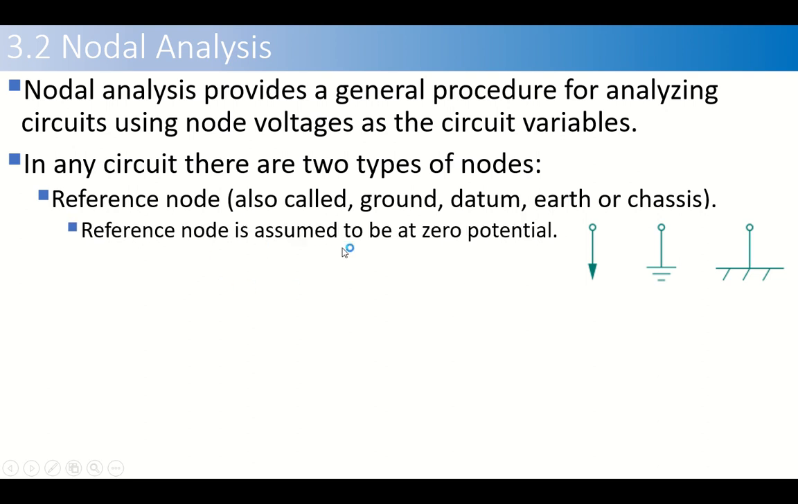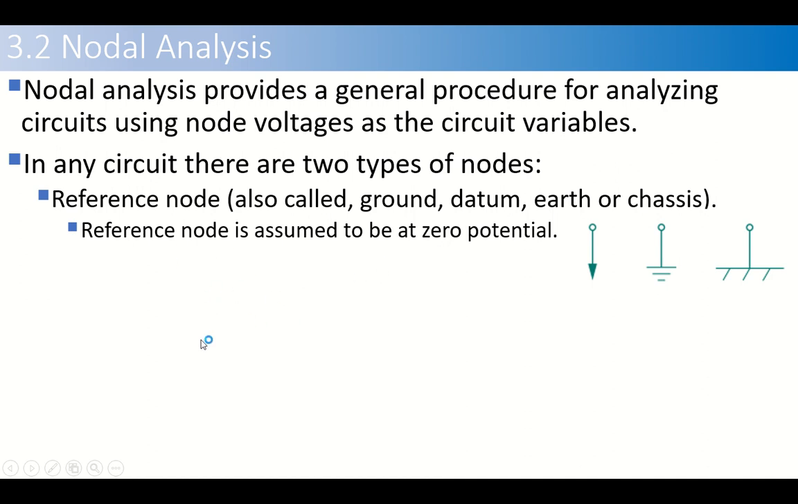The reference node is assumed to be at potential 0. This is important, that the reference node is assumed to be at zero potential, because we are going to measure other potentials with respect to that reference node.